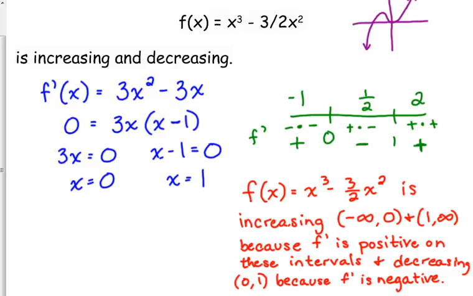f of x is increasing on these intervals because f prime is positive. It can be as simple as that. You just actually have to. No, because you just listed the interval. Technically, you don't even have to say these intervals. It's just because f prime is positive, and then decreasing on 0, 1 because f prime is negative.